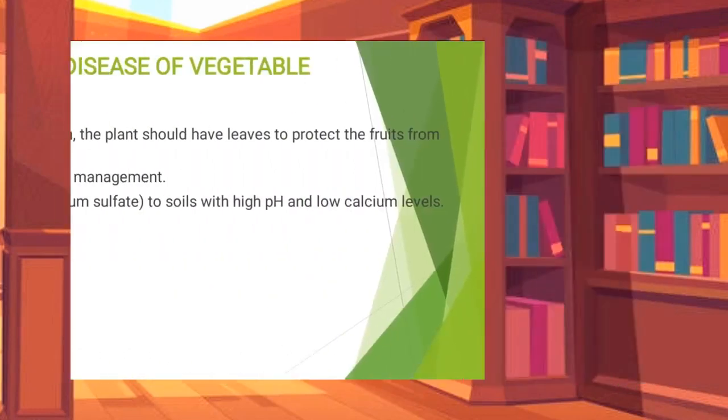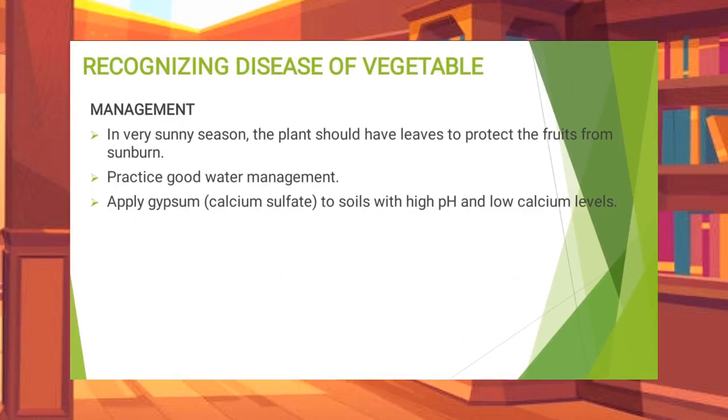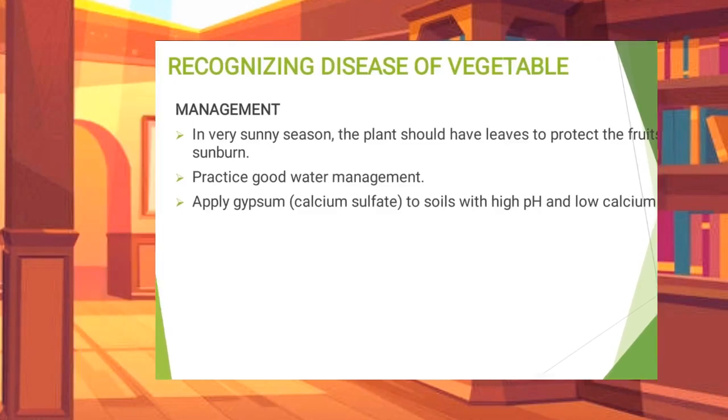So management, in very sunny season, the plant should have leaves to protect the fruits from sunburn. So practice good water management. So apply gypsum, calcium sulfate to soils with high pH and low calcium levels.